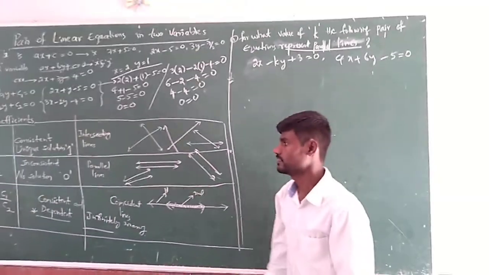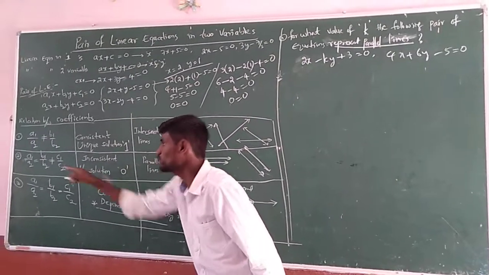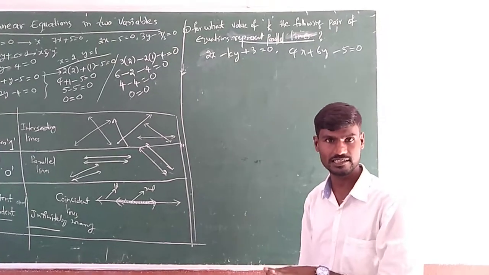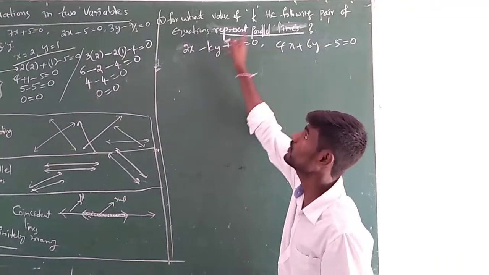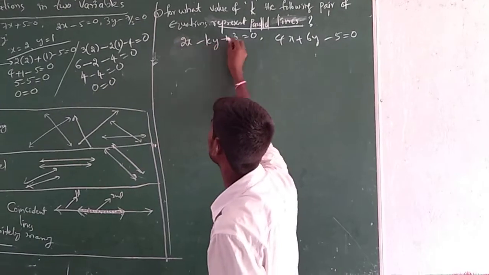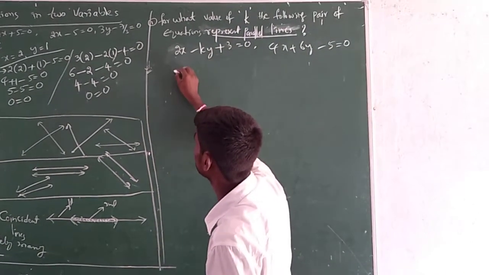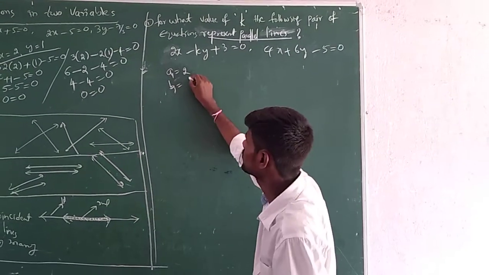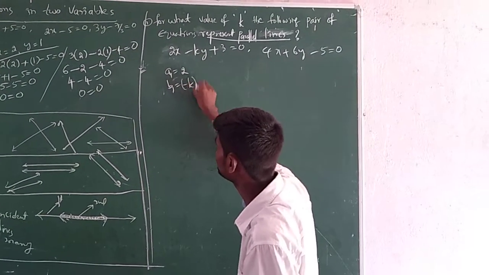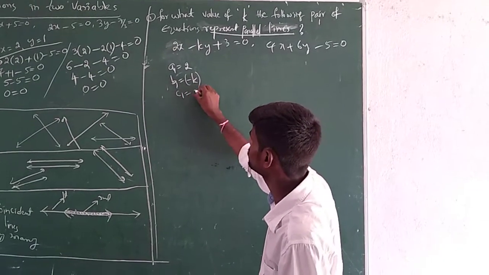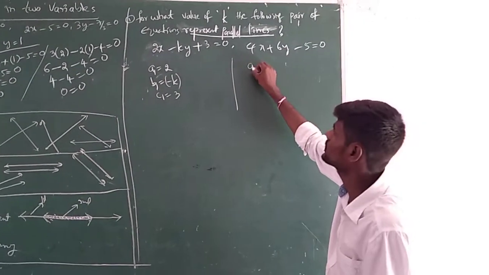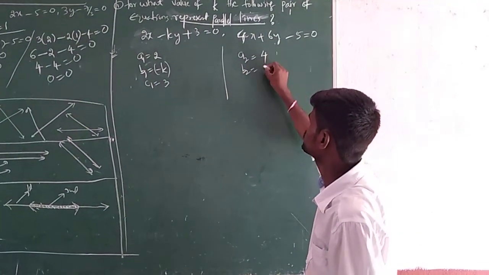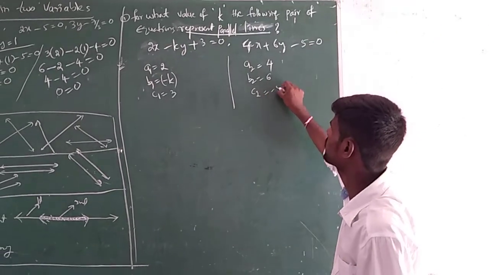What is that? A1 by A2 is equal to B1 by B2. The x coefficient ratio and the y coefficient ratio are the same. In that case, consistent? No, inconsistent. What value of K? That is the question. So here, write the values for the given equations. A1 equals 2. B1 equals the y coefficient, K, but the sign is also important. C1 equals 3. Next, for the second equation, A2 equals 4, B2 equals 6, C2 equals minus 5.